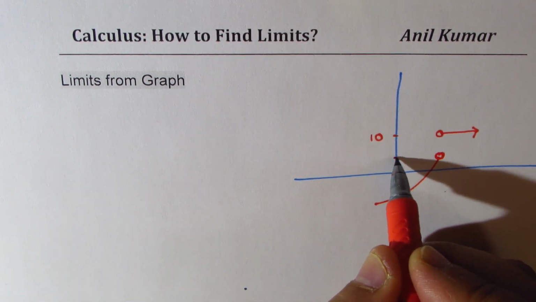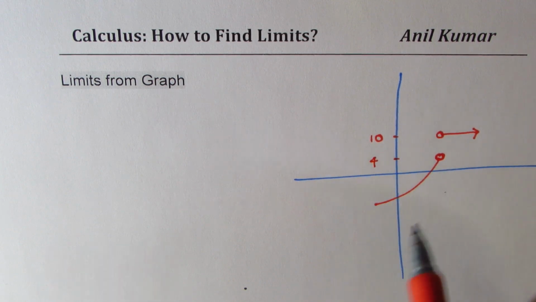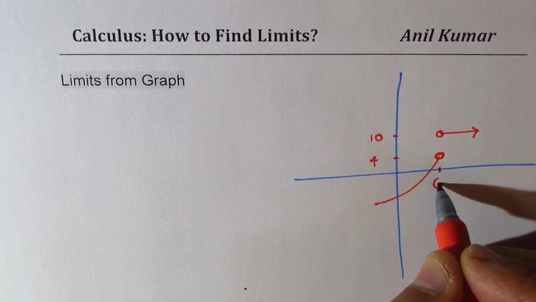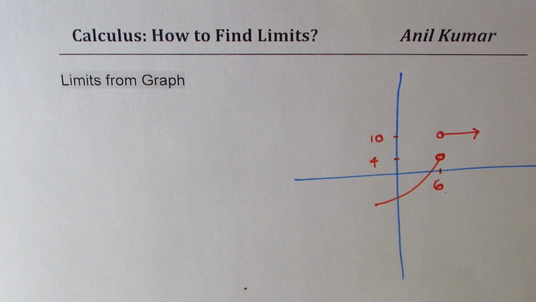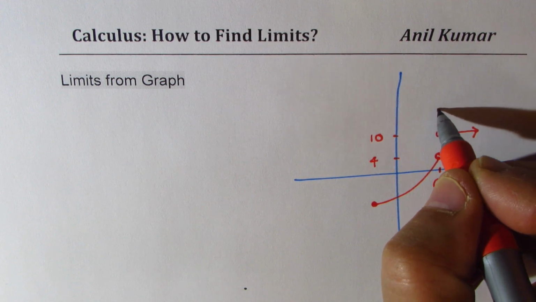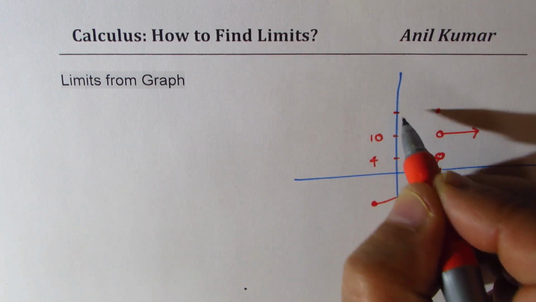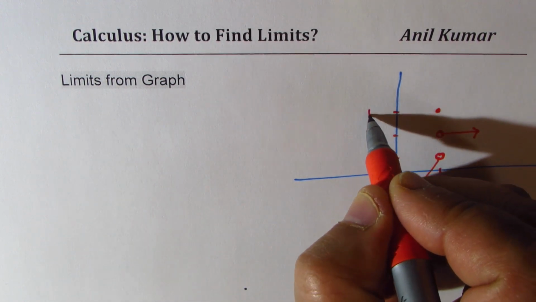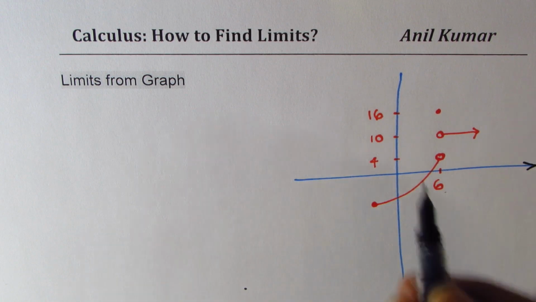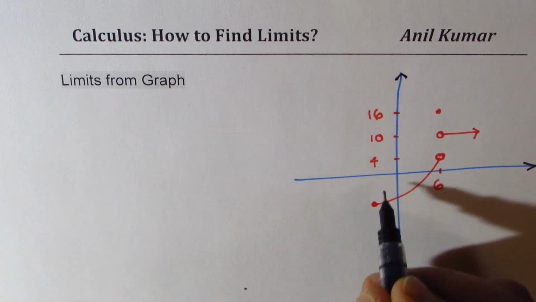So let's say this point's y value is 4 and the x value here is 6. Now we will include this point, and at 6 we'll give it a value, let us say, 16. I'm just trying to create a function here and we'll try to find limits at different points.